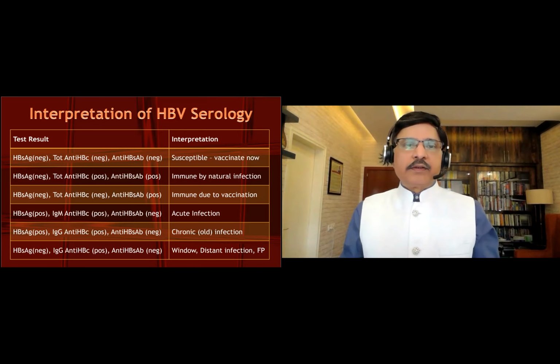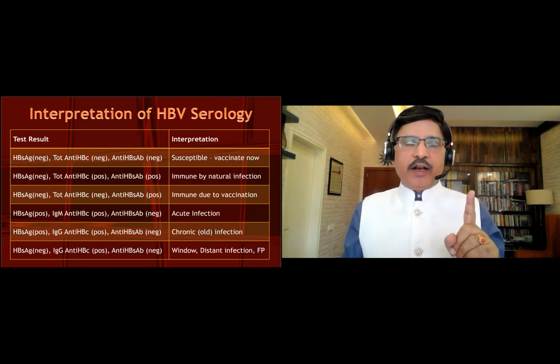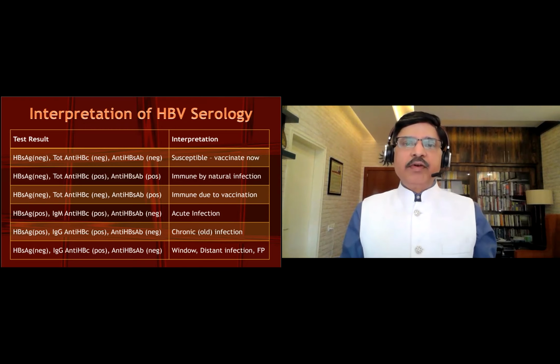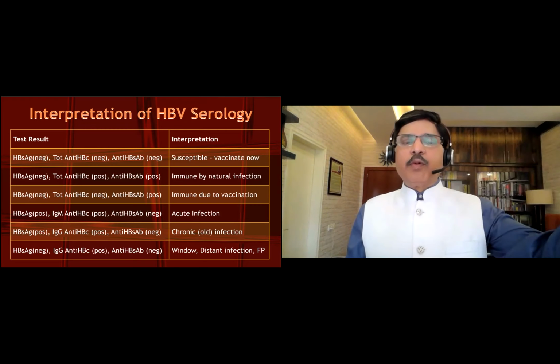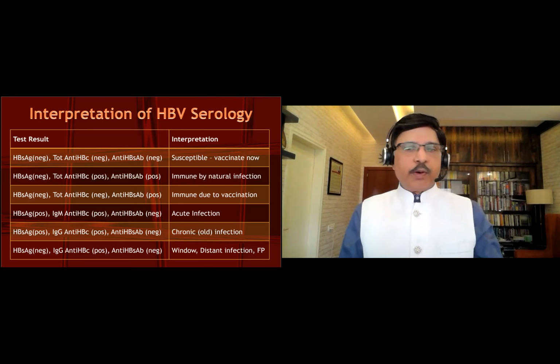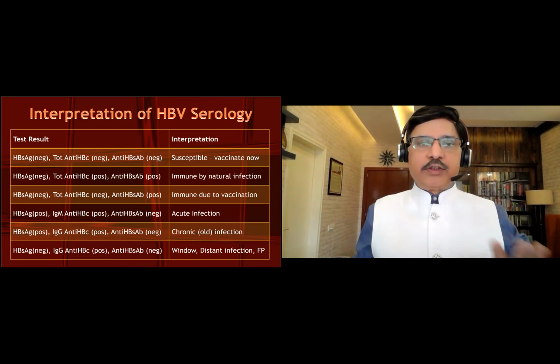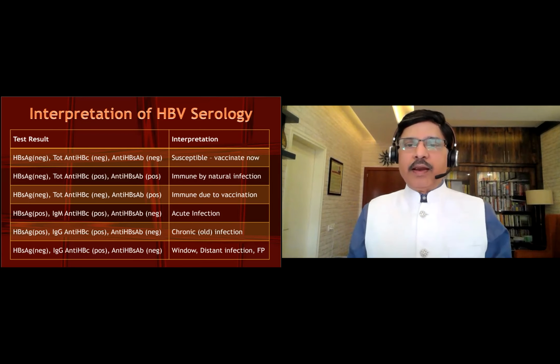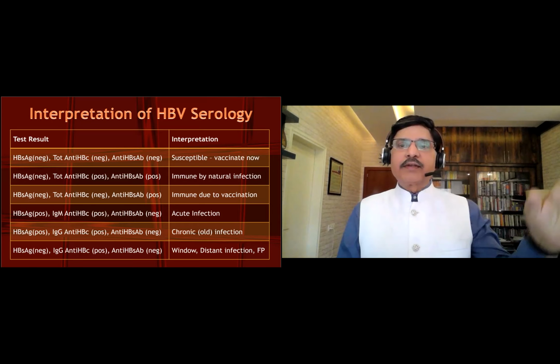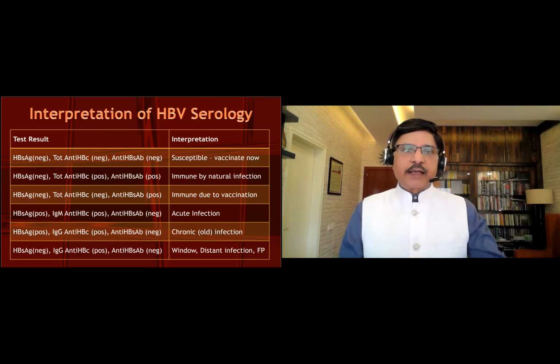Understand? A susceptible person is one where surface antigen is negative, surface antibody also is negative, and the core antibody is negative. That means his body has never seen an HBV virus. Such a person is called a susceptible, and he is the right candidate for vaccination. Okay.